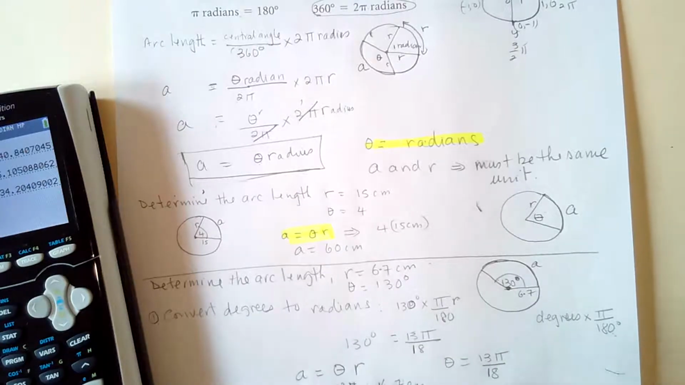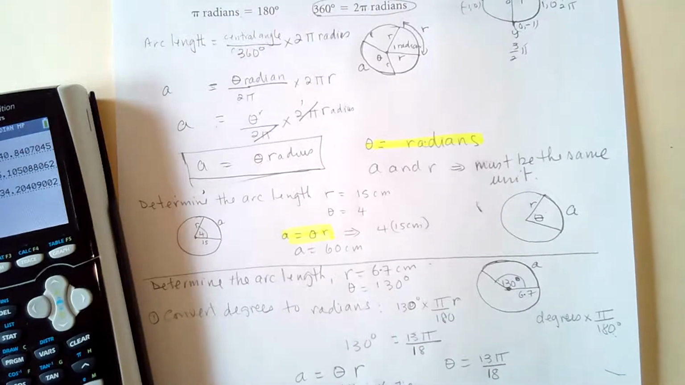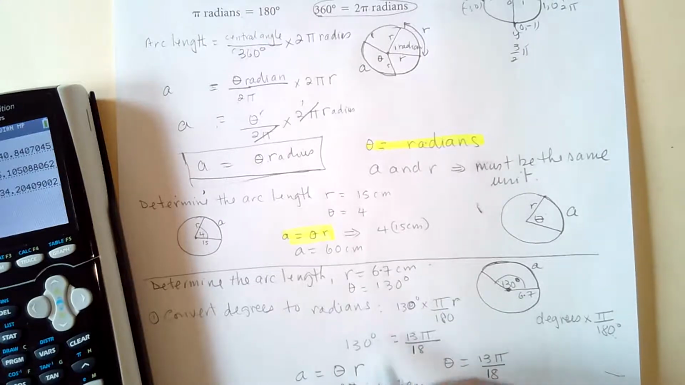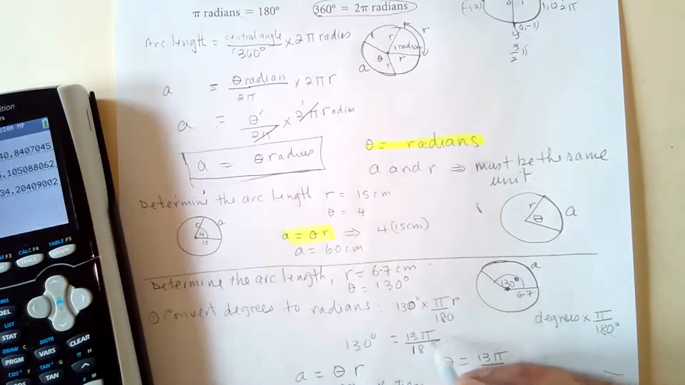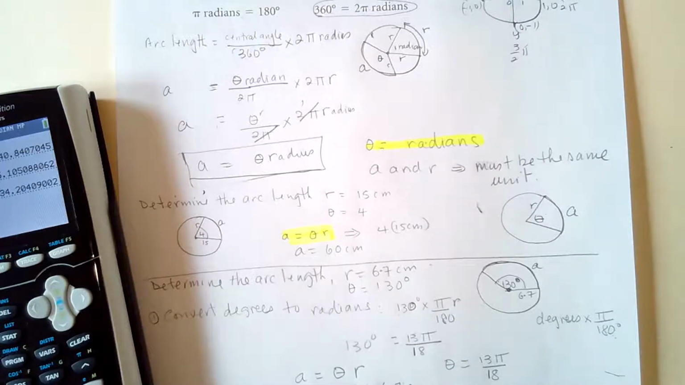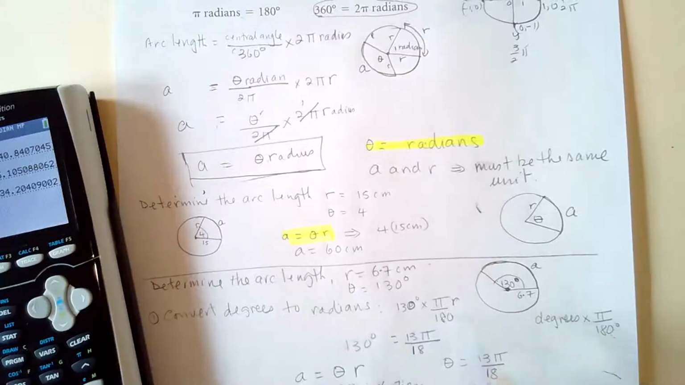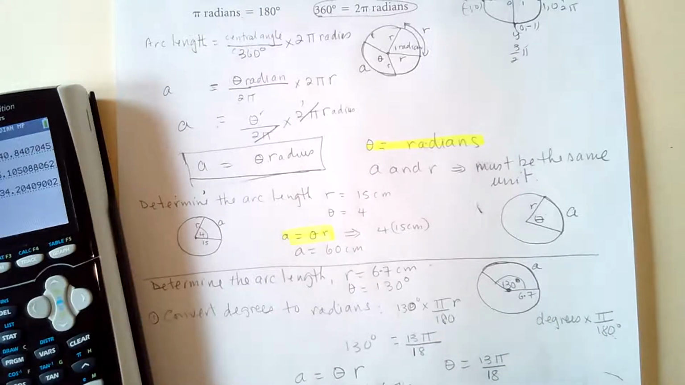Okay, my calculation was off there. So 130 degrees, my apologies for that, is 13 pi over 18, not 13 pi over 8, because of canceling those. Now that looks more correct. Let's see now, 13 pi over 18 multiplied by 6.7 gives me 15.2.